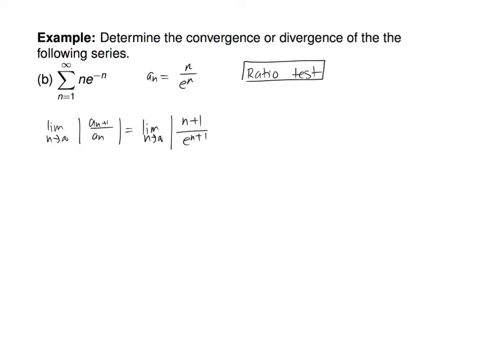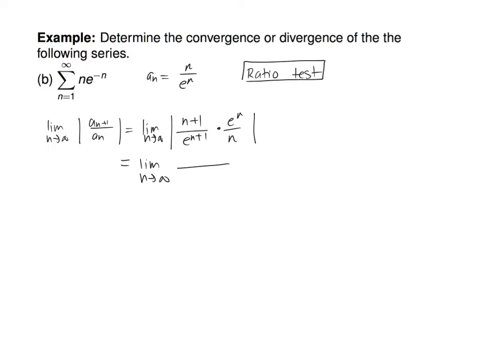Great. And then dividing by a_n is the same as multiplying by a_n's reciprocal, which is e to the n over n. Spectacular. So it really is not going to take me this much work. But there's some canceling that will happen.